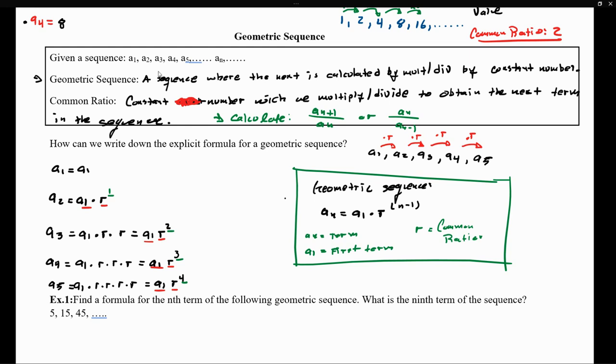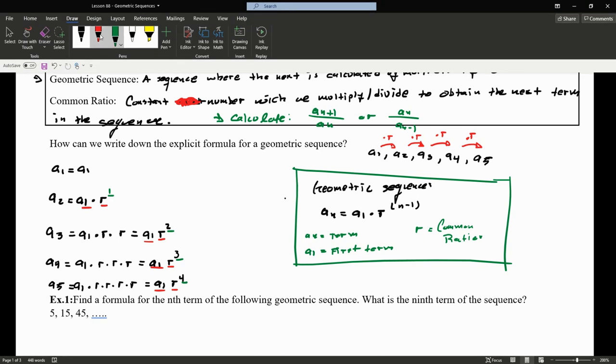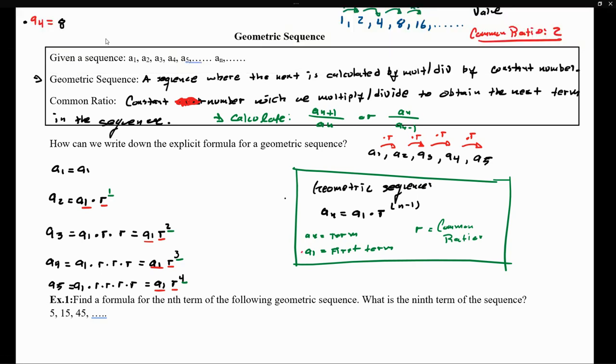So if we know that we have a geometric sequence, then we can use this explicit formula to define its terms. And notice what we actually need to define this geometric sequence. All we need to define a geometric sequence is just the first term and the common ratio. So let's do some examples using our discovery now.